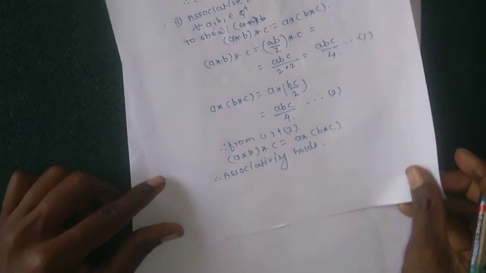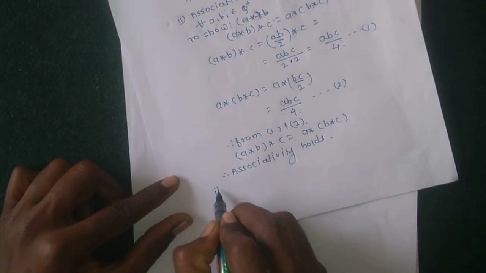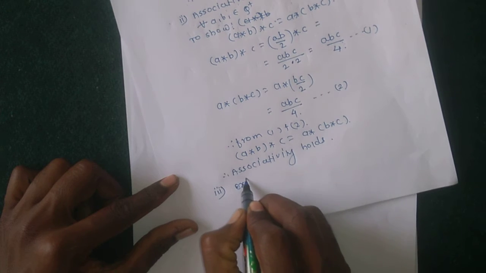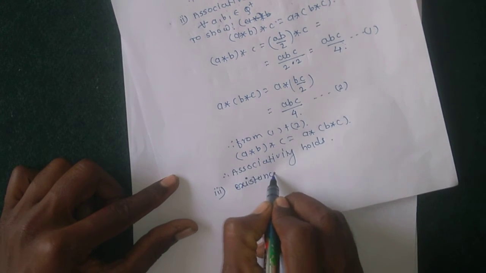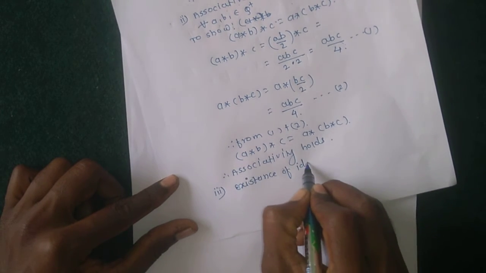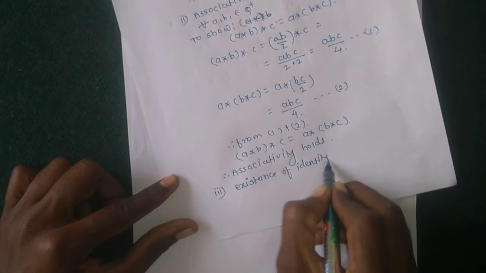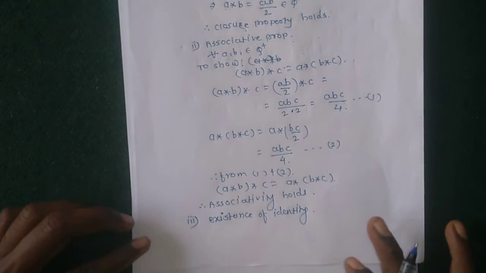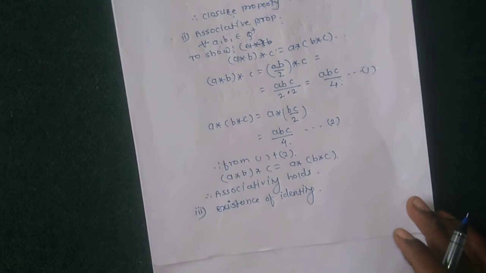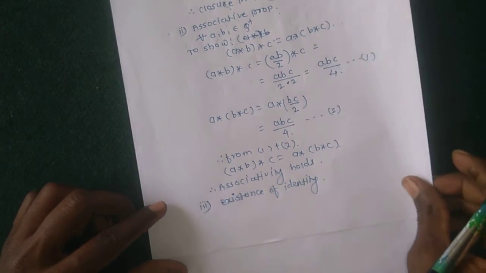Okay, then the third property is existence of identity. What is the property of existence of identity?